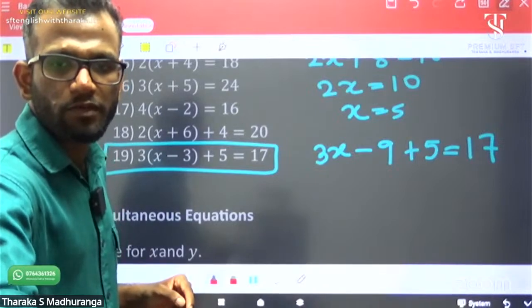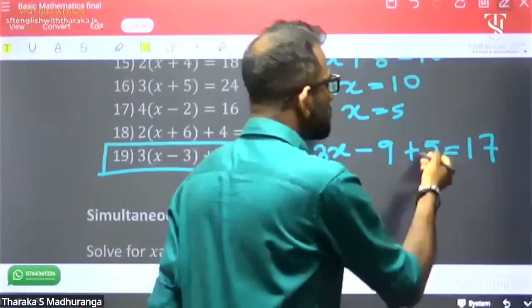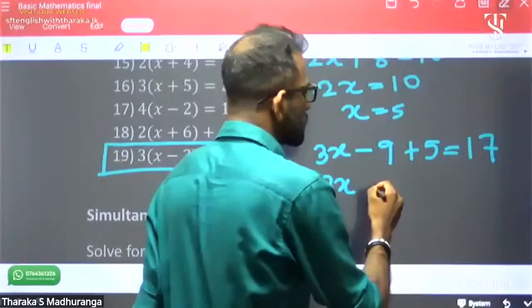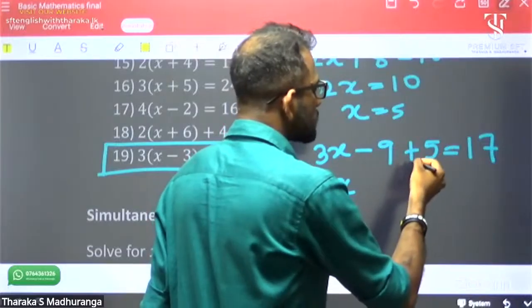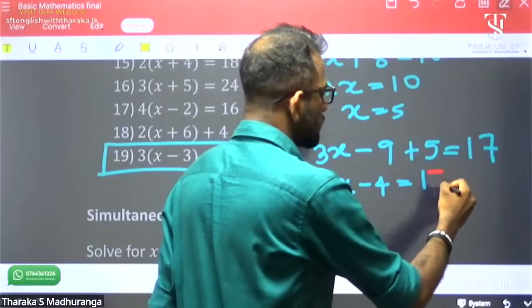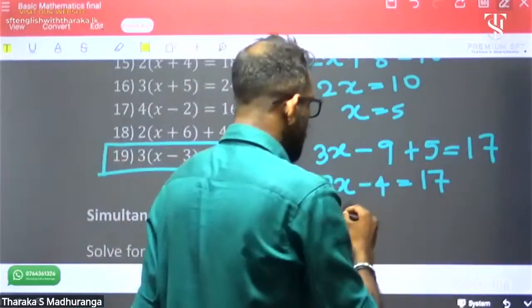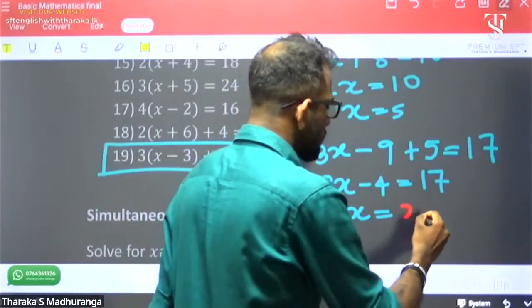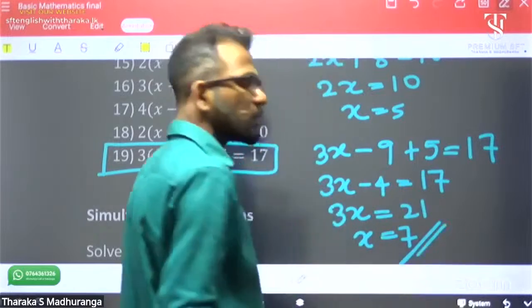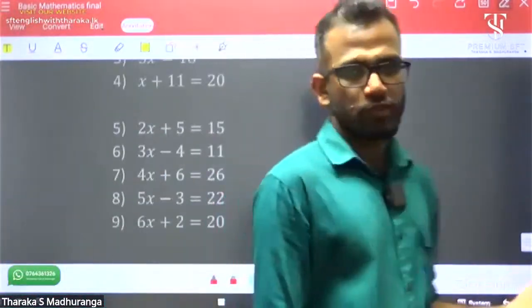Very good. All are correct. Okay, minus 9 plus 5. What is the answer? 3x equals minus 4 equal 17. Now move the minus 4 to the right side. 3x equals 21. Divide both sides by 3. x is 7. These are simple expressions and equation solutions.